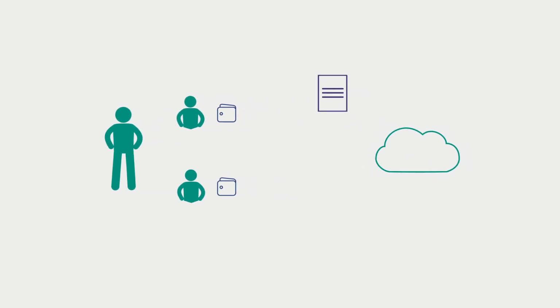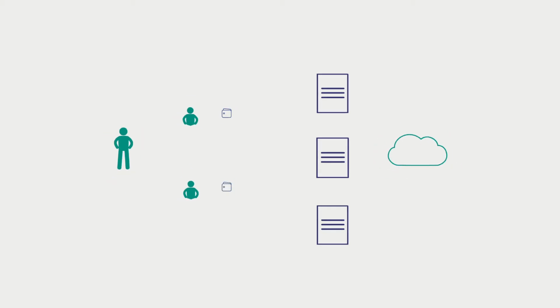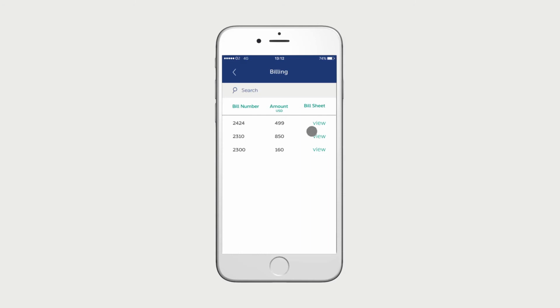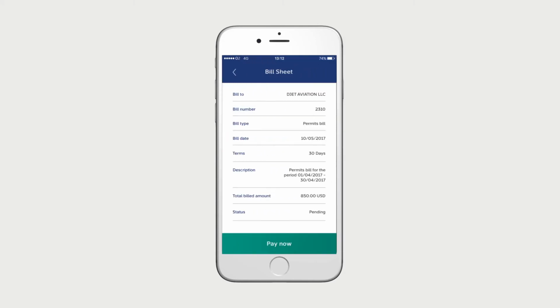Billing Module. The master user and the sub-users with specific roles can see all bills raised automatically, specific to your account. There are 3 types of bills in any account: Annual Subscription Bill, Permits Bill, and Air Navigation Bill. To view each bill separately, press on the View button. This opens each bill summary and shows the status, that is, whether it has been paid or is still pending.